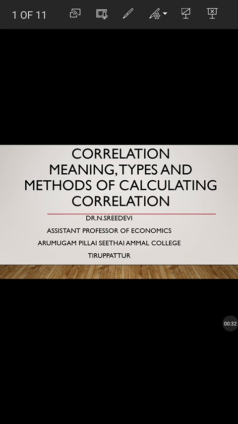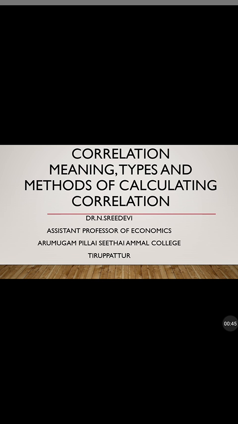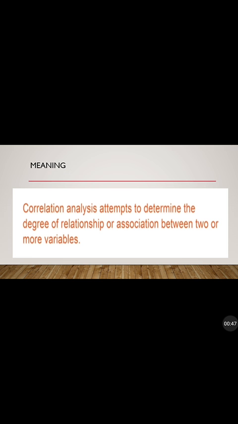Okay, now we are going to see the first topic, that is correlation. The topics to be covered are meaning, types, and methods of calculating correlation. The next one is meaning. First we are going to see the meaning of correlation. So what is correlation? Correlation is nothing but the relationship between two or more variables. We are going to study the relationship between two or more variables.